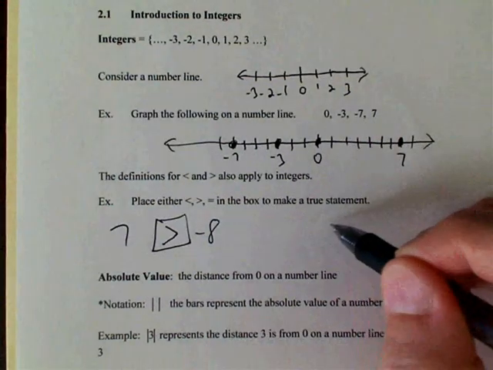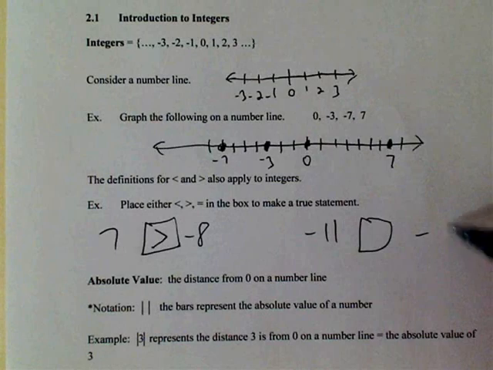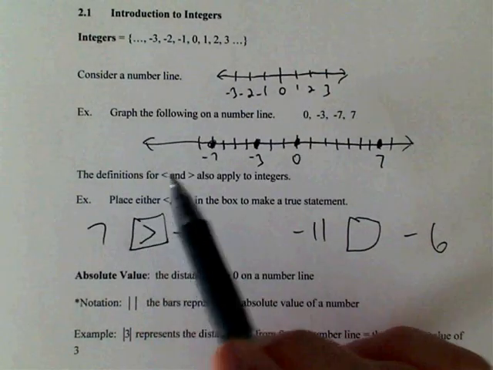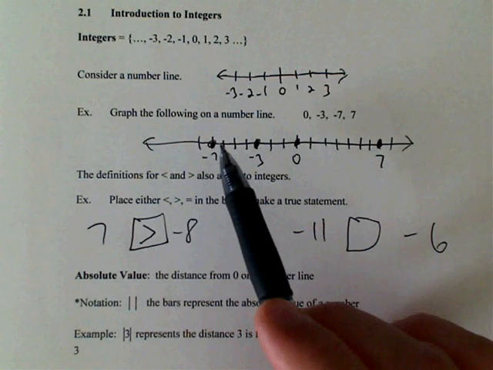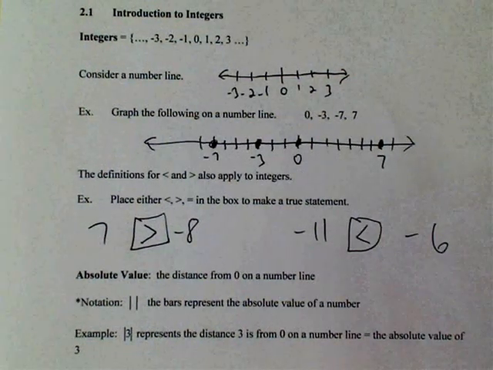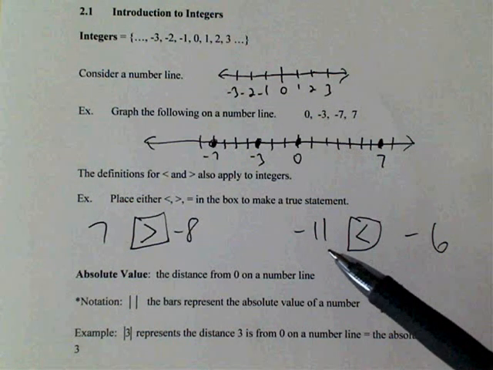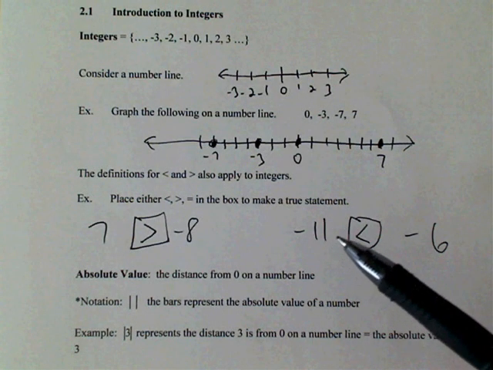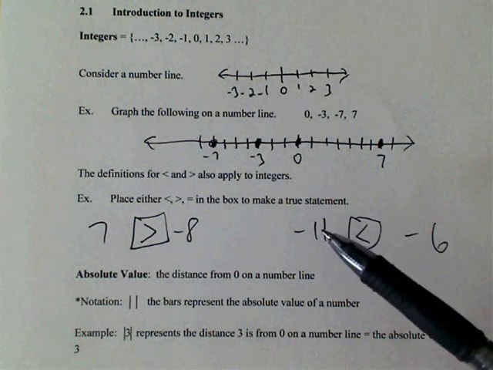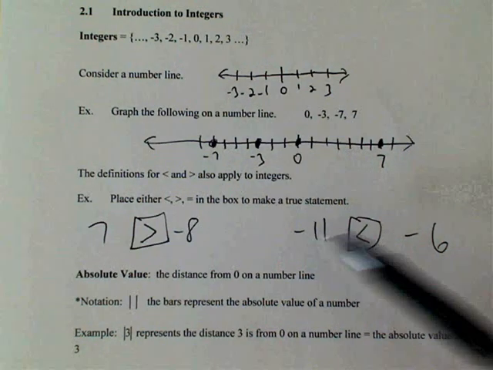How about these two? How about negative 11 compared to negative 6? Now negative 11 will be way over here, and negative 6 will be about right here. And since negative 11 is to the left of negative 6, it's a less than. Also, if you just think about it in terms of money, who has more money? Kind of a weird way to think of it, because both of these are in the hole. The person that owes 11 or the person that owes 6?